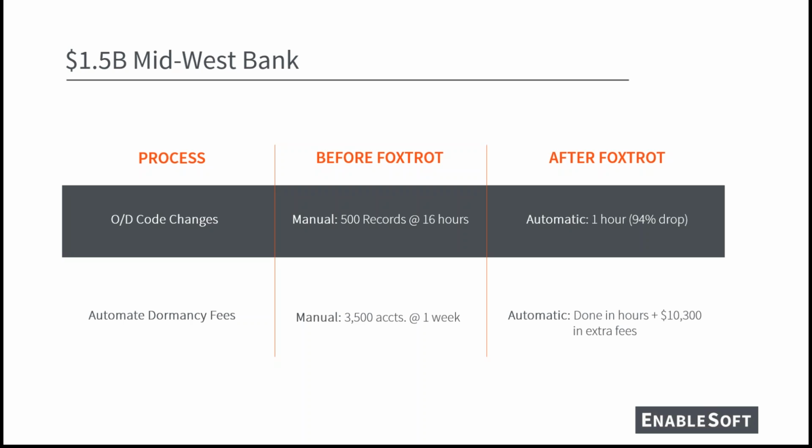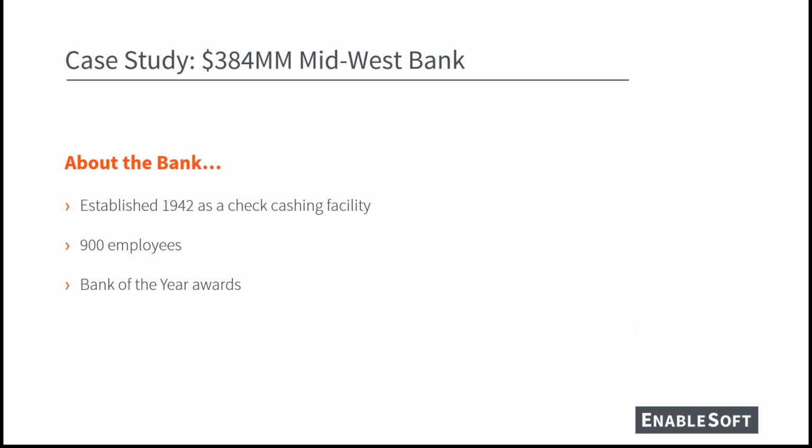Already having Foxtrot, they implemented Foxtrot. They wrote a script to, again, retroactively search these accounts, search for those accounts that had been dormant for a year, and automatically assess those fees. So Foxtrot took a job that would have taken a week by hand and did it in approximately 3 hours and generated about $10,300 in extra fees, and that was in a few hours. Foxtrot is now used proactively to go into the core system and assess dormancy fees and other fees on an ongoing basis.